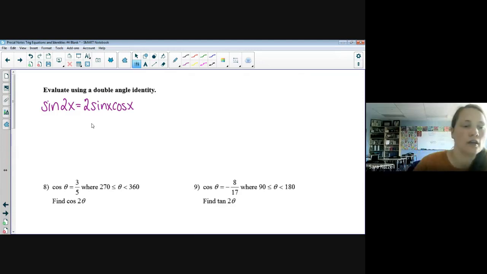Okay, good. So that's our first double angle identity, sine 2x. If we see a sine 2x, we can replace it with 2 sine x cosine x, and that's going to help us simplify some of our problems. But that came from the equations that we just did in our formulas there. Okay.